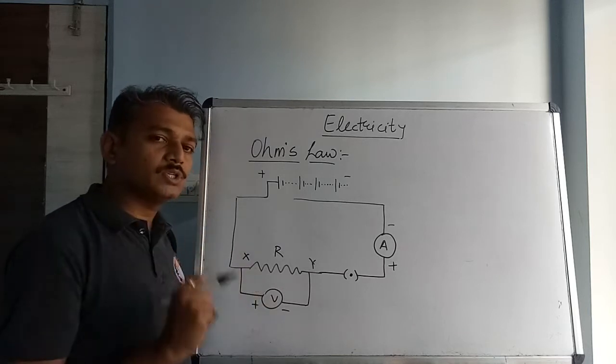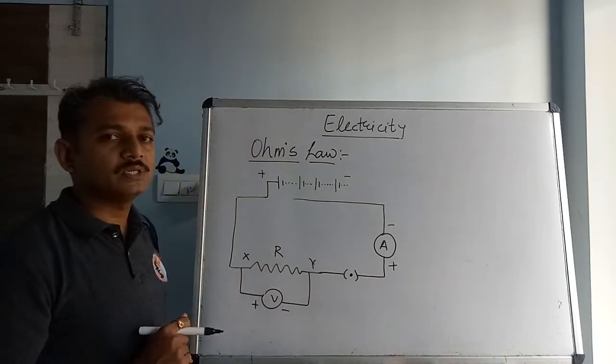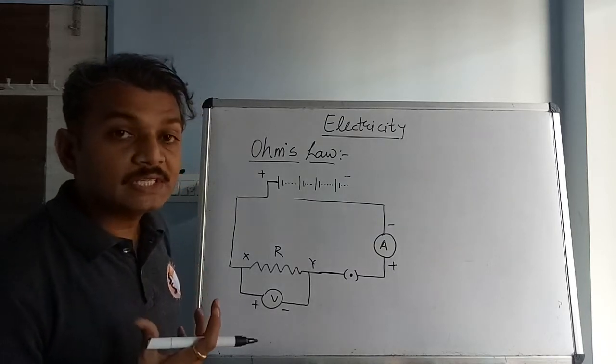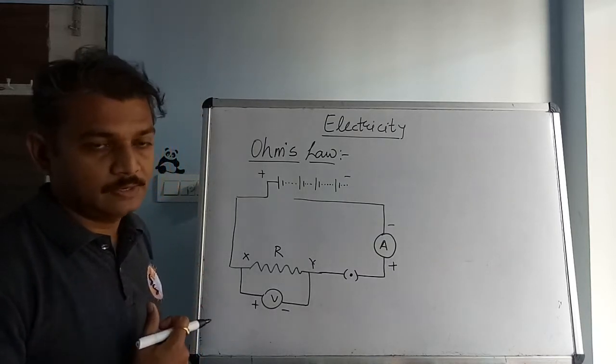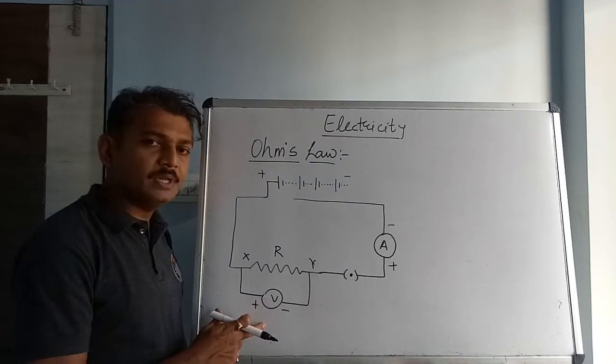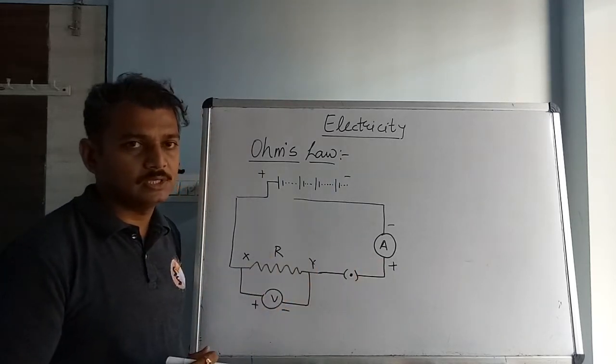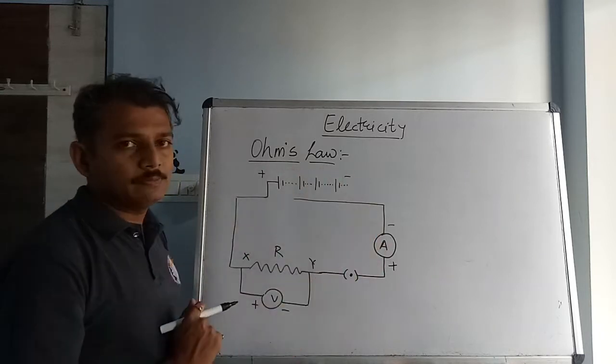This is one more question which is asked many times in examinations: how the voltmeter is connected and how the ammeter is connected in the circuit. So here, the voltmeter is always connected in parallel and the ammeter is always connected in series. So now this is the circuit diagram.